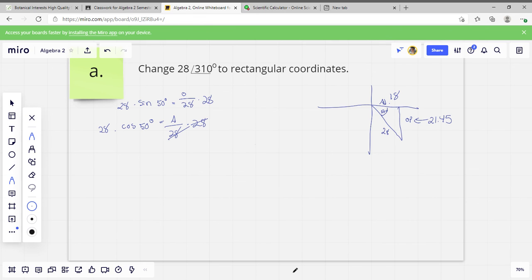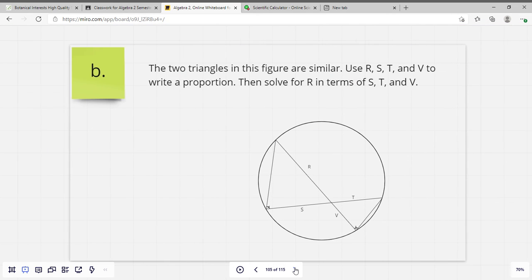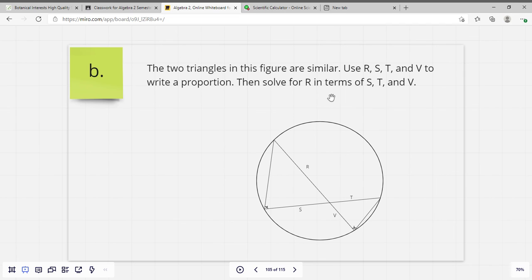Alright, so we went 18R, and then we went negative 21.45 up. And that's the answer to that one. Pretty easy. Alright. Next one, the two triangles in this figure are similar.